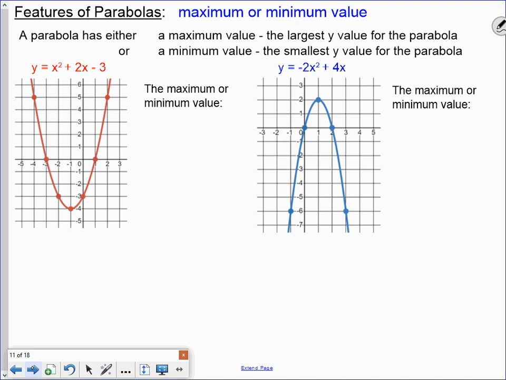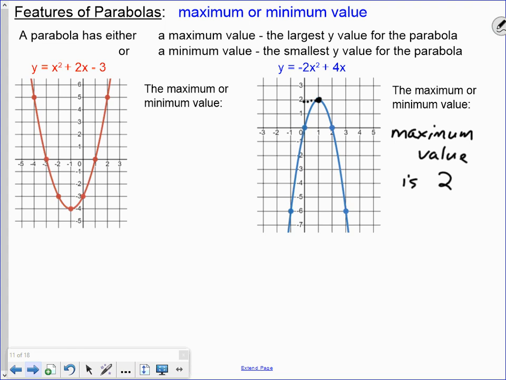Related to the concavity, or whether it opens up or opens down, a parabola can have a maximum value or a minimum value. And it's one or the other. It can't have both of them. So a maximum value would be the largest y value reached for the parabola. And this is only going to happen if our parabola is concave down. Okay, so we're looking here at the parabola over on the right. It has a maximum value because it is concave down. And the maximum value is reached right here at the vertex. The highest point here is a y value of 2. So our maximum value is 2, okay?